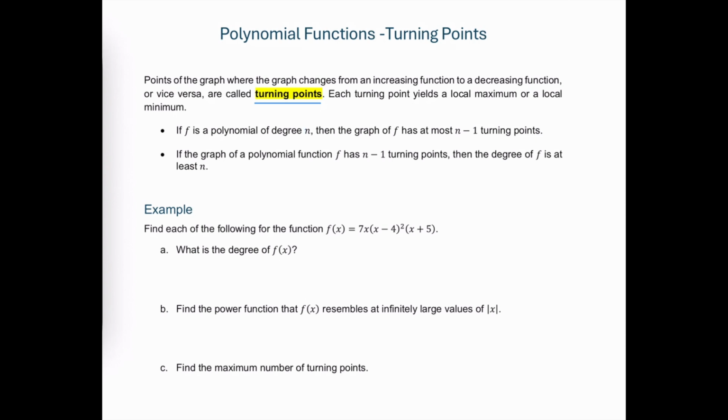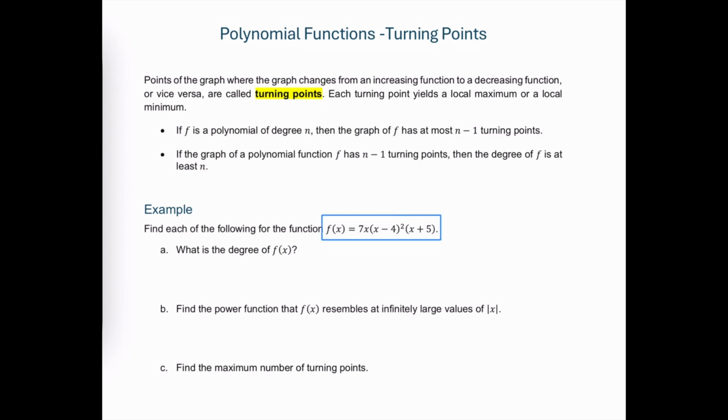If f is a polynomial function of degree n, then the graph of f could have at most n minus 1 turning points. And the converse is also true, which is that if f has n minus 1 turning points, then the degree of that polynomial function must be at least n. In order to make sense of this, let's look at an example.